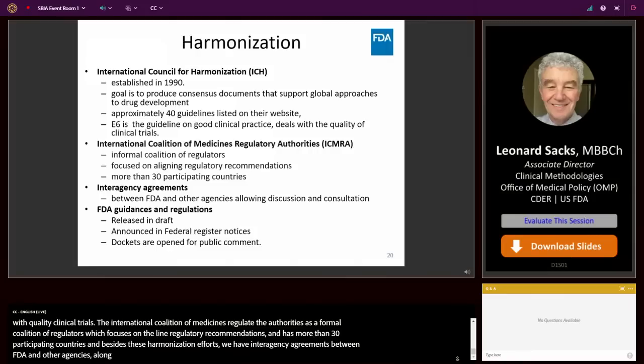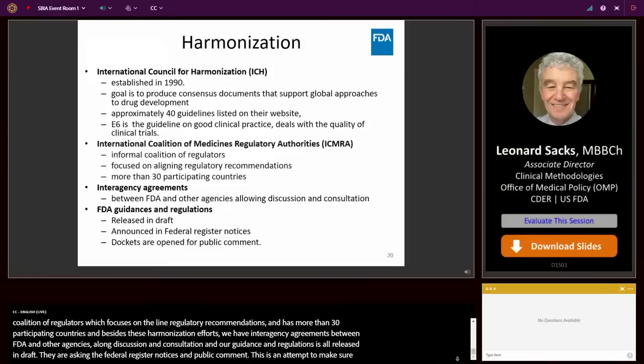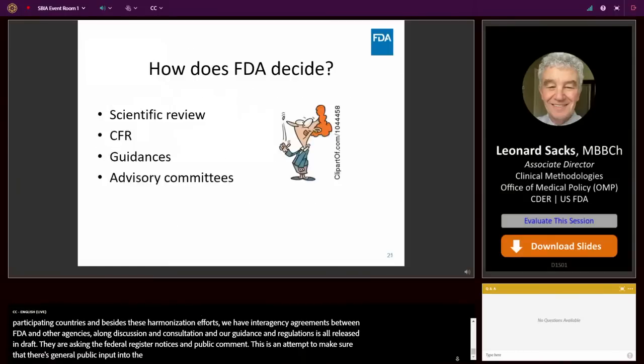And our guidances and regulations are all released in draft. They're announced in Federal Register notices, and dockets are open for public comment. So this is an attempt to make sure that there's general public input into the activities of the agency.